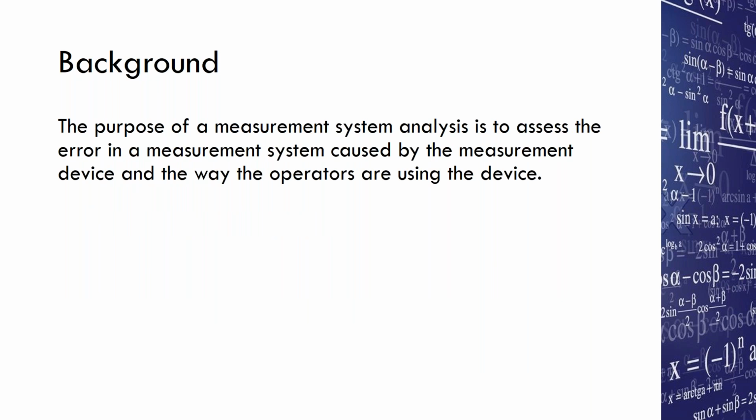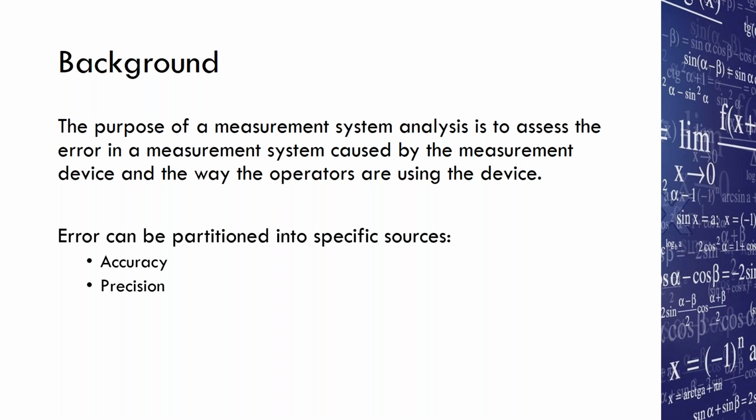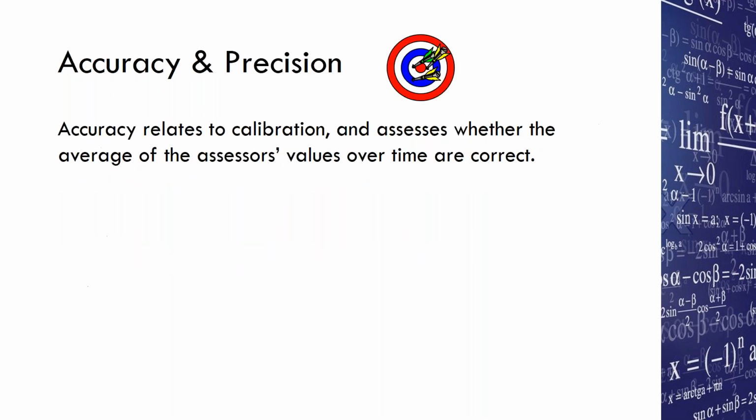So in essence, the purpose of an MSA is to assess the error in a measurement system, which, as I said before, is caused not only by the measurement device itself, but also by the way that the operators are using the device. And the error that is reported in an MSA can be partitioned into two specific sources, and those are accuracy and precision.